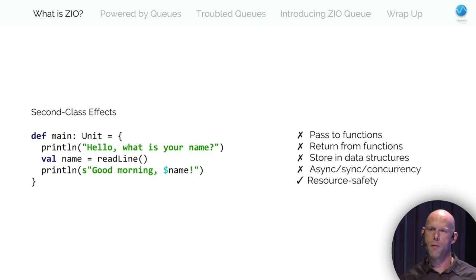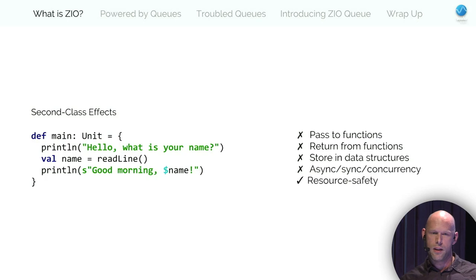That's not possible. And it's not possible because effects in Scala and Java, when you're not doing FP, are second-class citizens. And using effects in this way deprives you of all the power, all the wonderful machinery that you're very good at using at the value level. You have no ability to pass these statements to functions, return them from functions, store them in data structures. Mixing different styles of programming like async and sync and concurrency, you have to do those in totally different ways. There's no unified way of doing that.